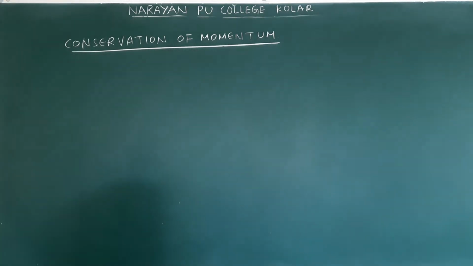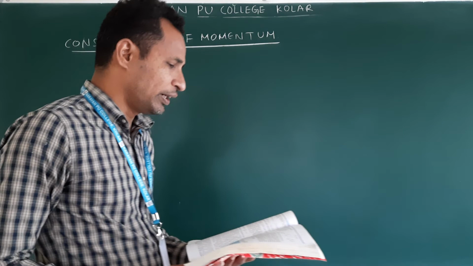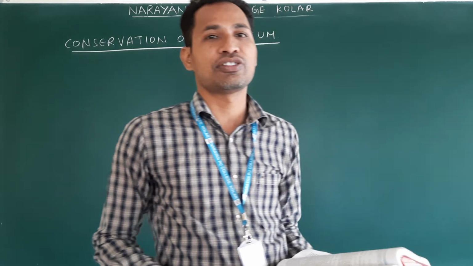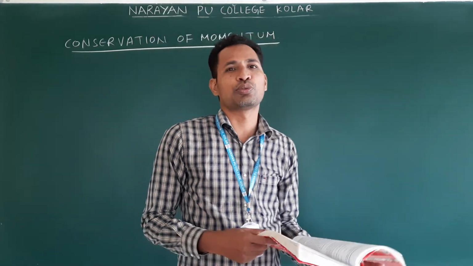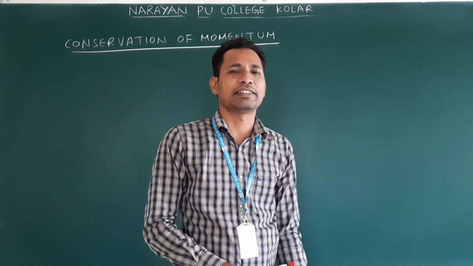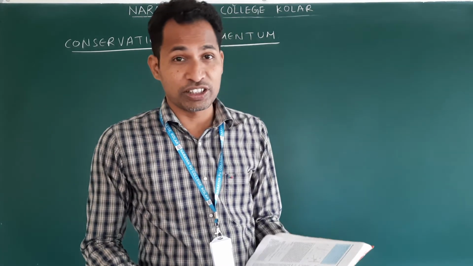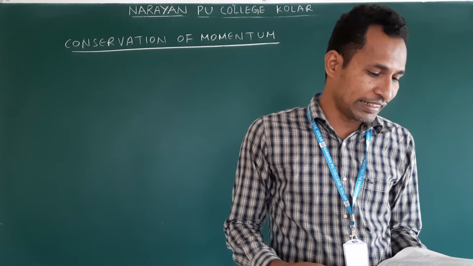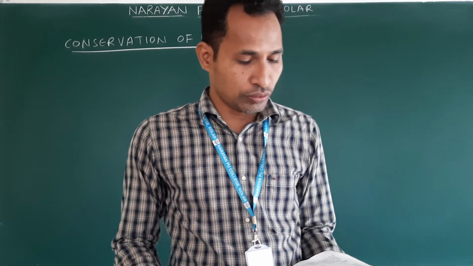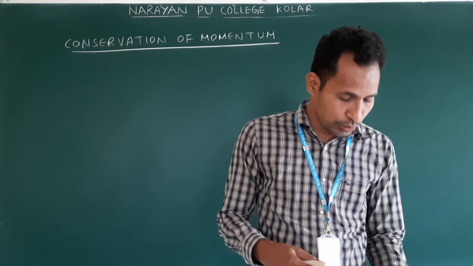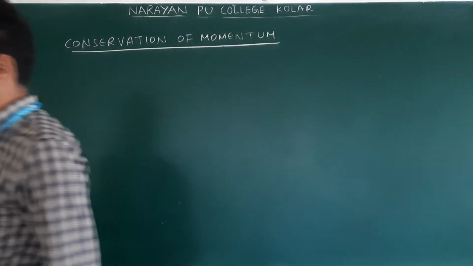Now, how do we define this statement? The total momentum of an isolated system of interacting particles is conserved. System means a group of particles. An object is nothing but a group of particles. Understanding the statement is very, very important. The total momentum of an isolated system of interacting particles is conserved. Conserved means always constant. That we will see now. How?